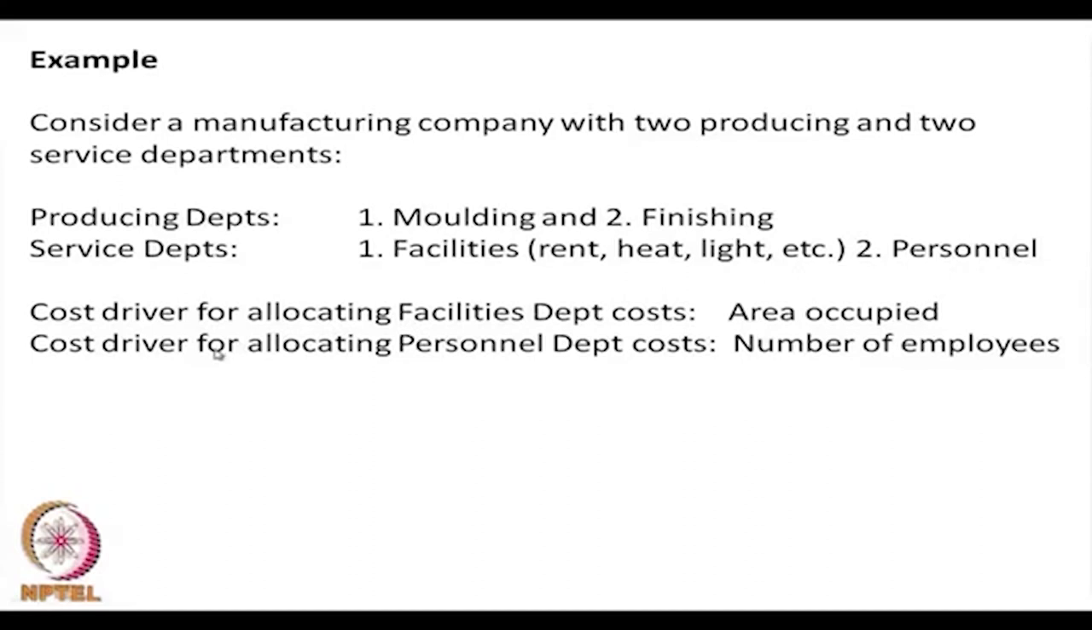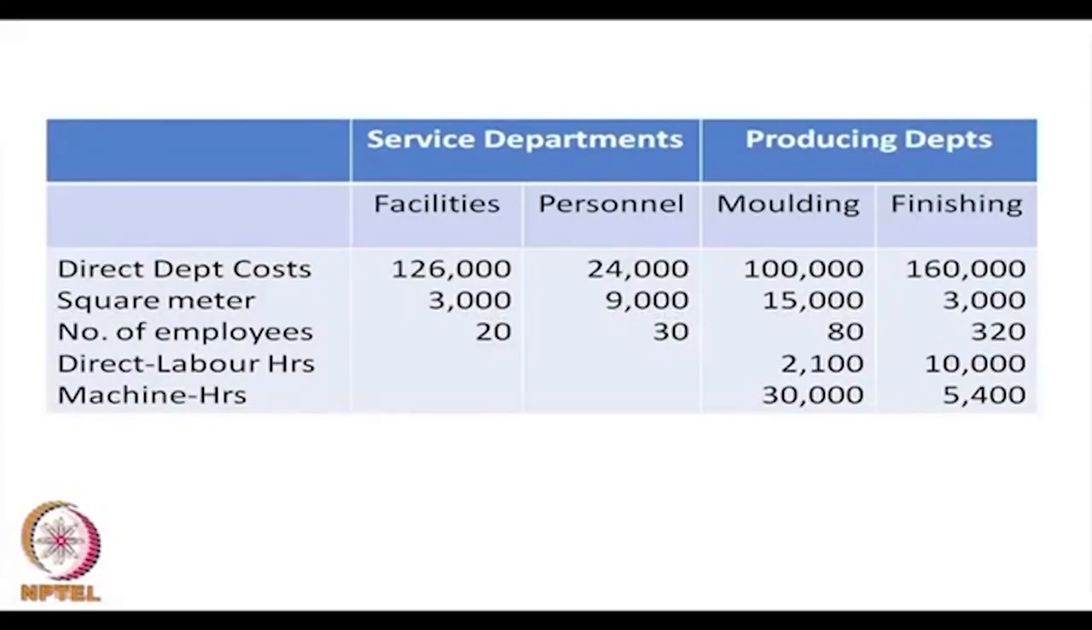Whereas, the cost driver for allocating personnel department cost is the number of employees. Personnel department offers services to all the three, and each of these three departments has some people associated with them, and the number of employees working in each one of these will determine how the personnel management's department cost will be allocated to each one of these three. Now, let us use the two methods. First, let us use the direct method.